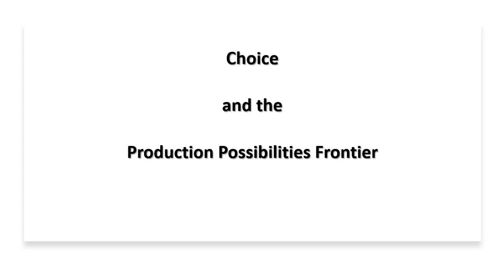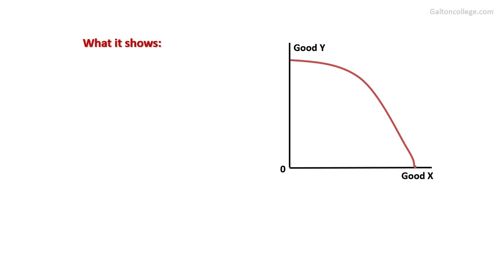In this class, we're going to talk about choice, and we're going to use an apparatus developed by economists called the production possibility frontier. It's a diagram. We're going to use it to get an insight into choice and the problems associated with choice. So let's get into it. First of all, what it shows.